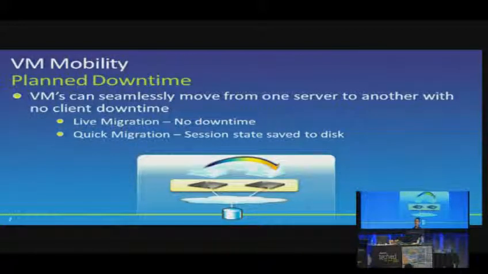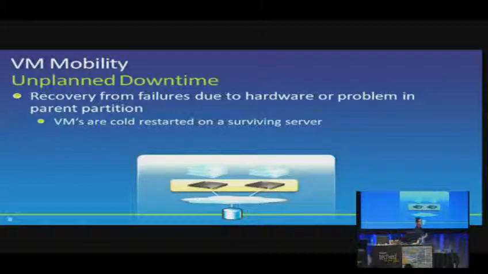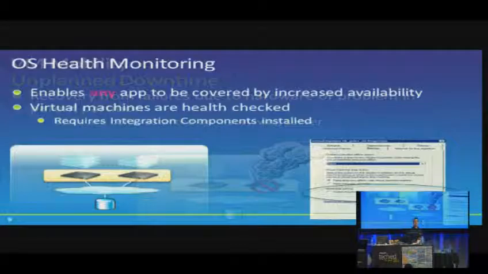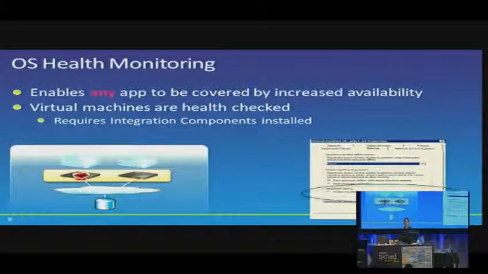So planned downtime, using techniques like live migration or quick migration on Hyper-V or vMotion on VMware, I can move virtual machines from one box to another with no downtime. Great for maintenance capabilities or to rebalance my workload. And for unplanned downtime, if I lose that host, I can bring the host back up. So the VMs are cold restarted on that new server. Just be careful about that. And we'll talk a little bit later about whether that server has to be located at your site or at a different site.